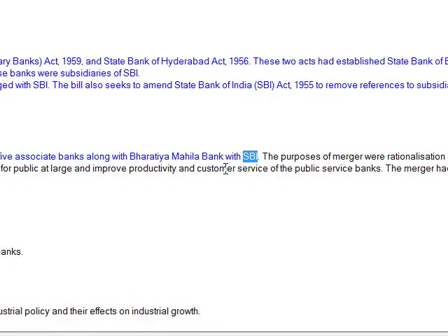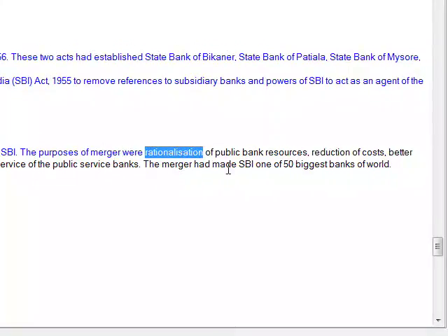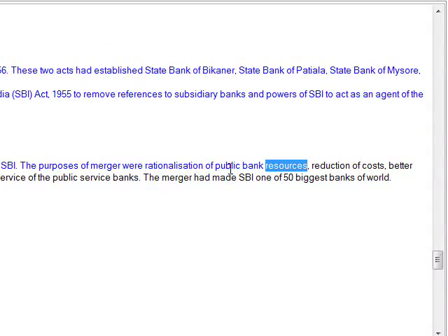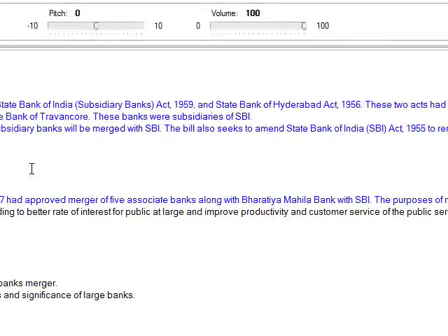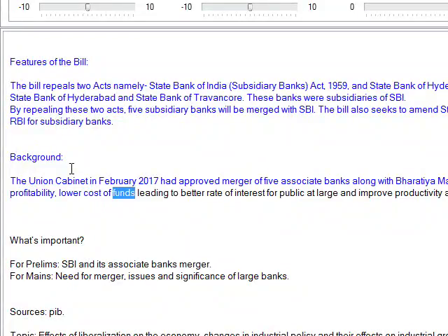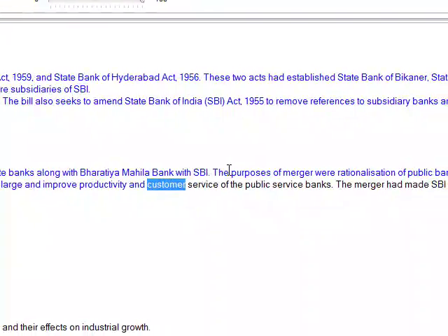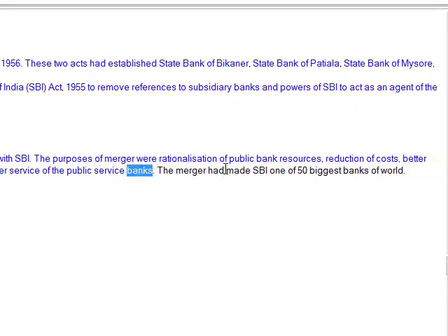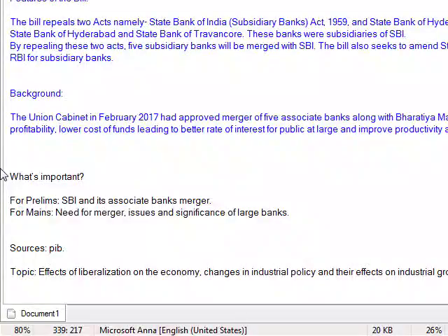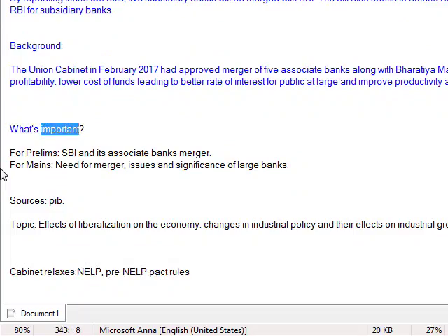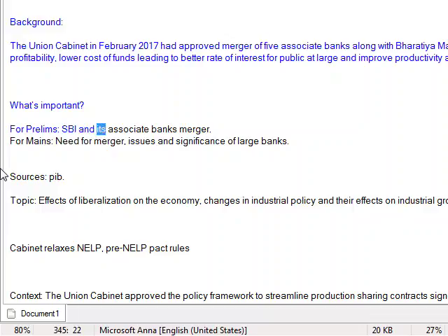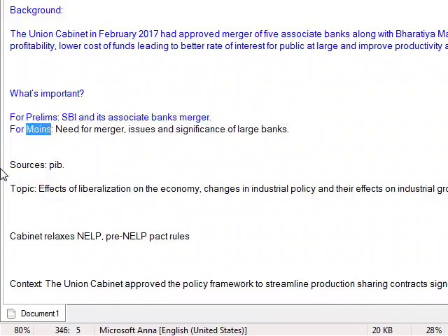with SBI. The purposes of merger were rationalization of public bank resources, reduction of costs, better profitability, lower cost of funds leading to better rate of interest for public at large and improved productivity and customer service of the public service banks. The merger had made SBI one of 50 biggest banks of the world. What's important? For prelims, SBI and its associate banks merger. For mains, need for merger, issues and significance of large banks.